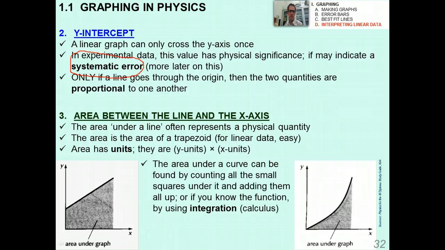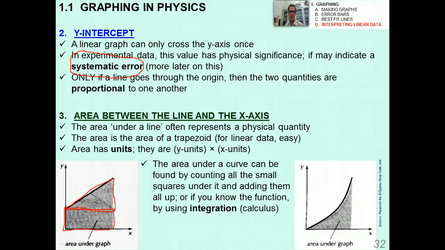You can either use the equation of a trapezoid, or you could, like in this case, break this up into a square, or I'm sorry, a rectangle, and a triangle, and that would be super easy to find the area of those two things. The area has units. They're the y units times the x units, okay? When we do motion graphs, this will be your first experience doing this, where you're multiplying units on the y-axis and the x-axis.